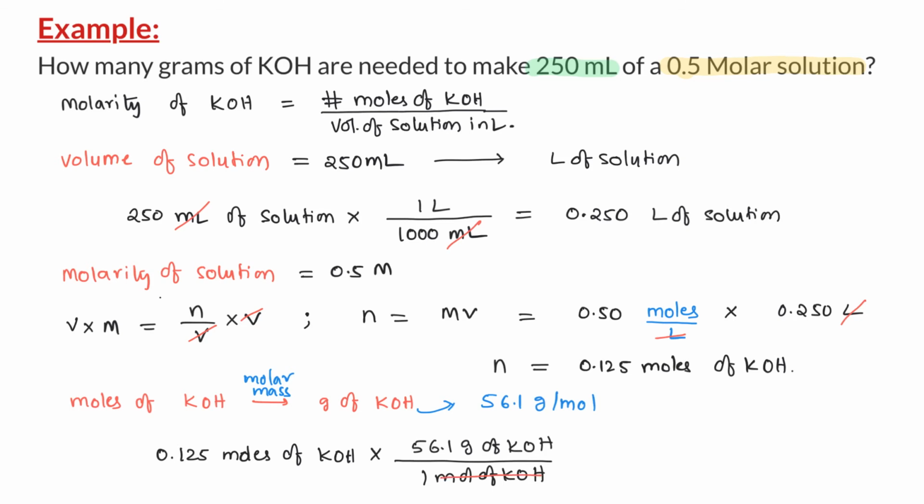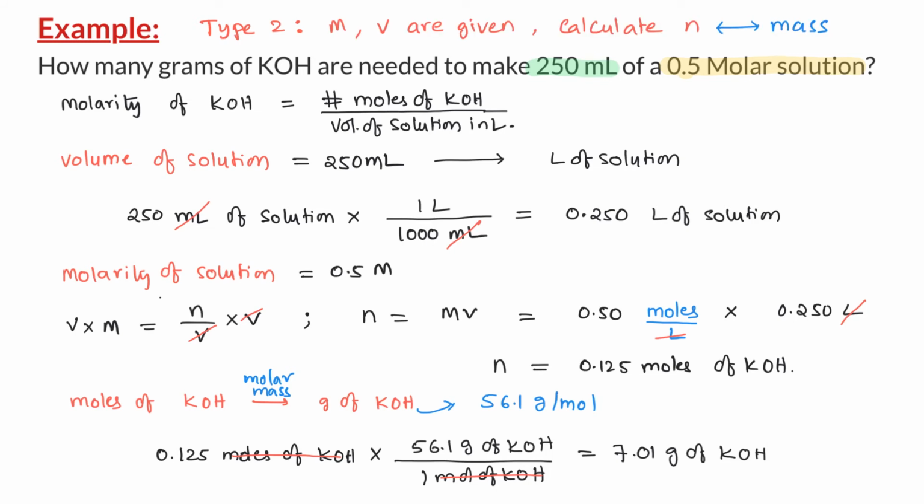Mole of potassium hydroxide gets cancelled, and if we do the math, we get 7.01 grams of potassium hydroxide. This is the second type of problem where the molarity and volume of the solution are given and you are asked to calculate the number of moles of solute.